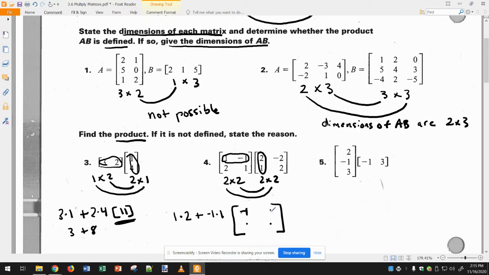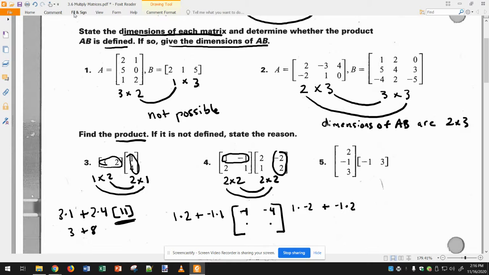Now the second entry is this one. We keep the same row, but now we look at the second column. So instead of the first column, we still use the first row, but now we're going to do the second column. So for this one, we get 1 times -2 plus -1 times 2. And this answer goes here. So that's going to be -2 plus -2, which is -4.